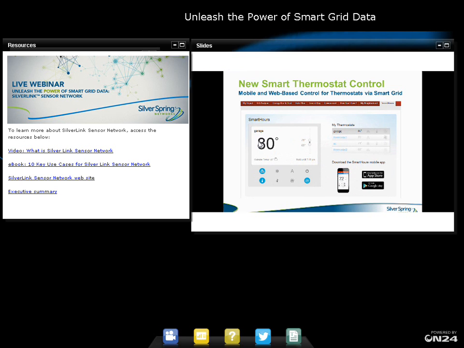So regardless of the different types of Zigbee thermostats that you might roll out over your service territory, you can create a common experience for a customer that's tied to your utility and that lets them control their thermostats over their smart grid.